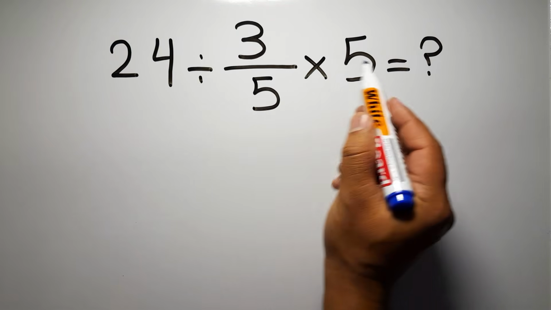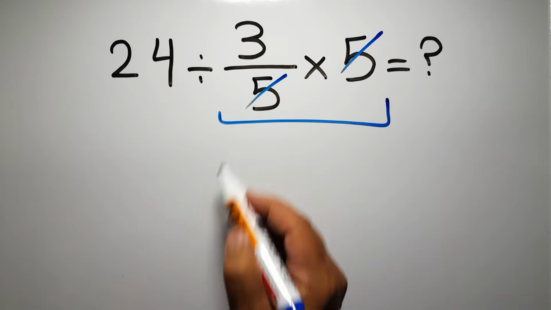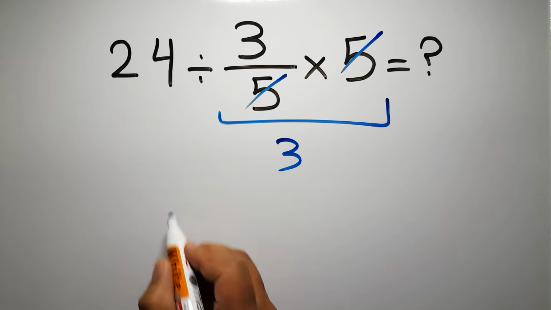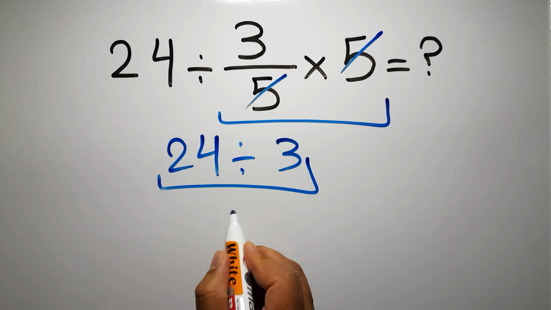3 over 5 times 5, we can easily cancel this 5 and this 5, so we have just 3. And 24 divided by 3 gives us 8.